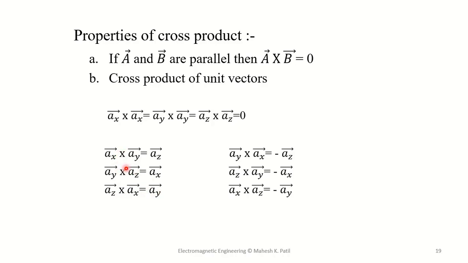If you reverse this, meaning ay cross ax, then the answer is minus az bar. Similarly, az cross ay, the answer is minus ax bar. Ax cross az, the answer is minus ay bar.